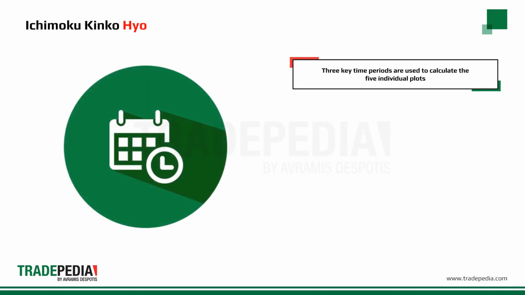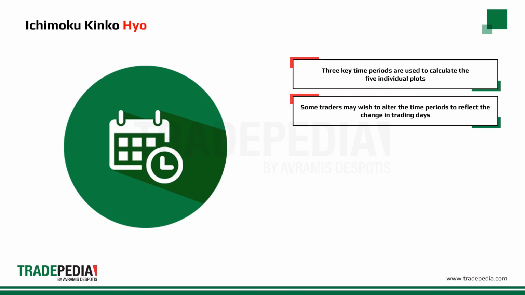3 key time periods are used to calculate the 5 individual plots used in the indicator. These time periods are based on the trading conditions at the time the indicator was created, Japan, in the 1930s. At the time, a trading week was 6 days instead of the 5 days we are using today. Some traders may wish to alter the time periods to reflect this change in trading days.